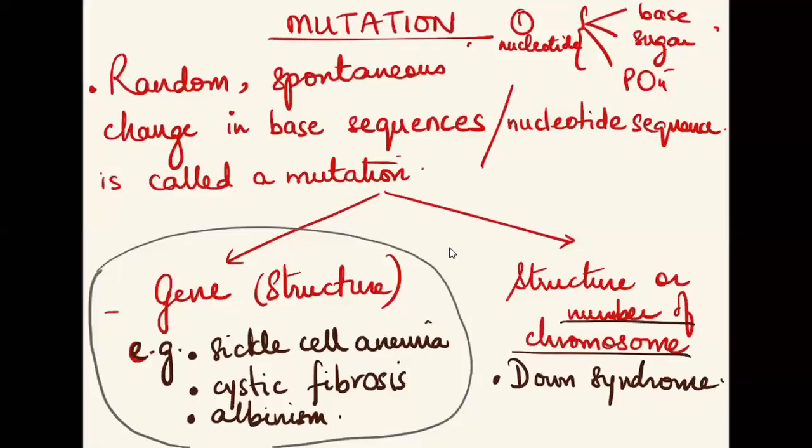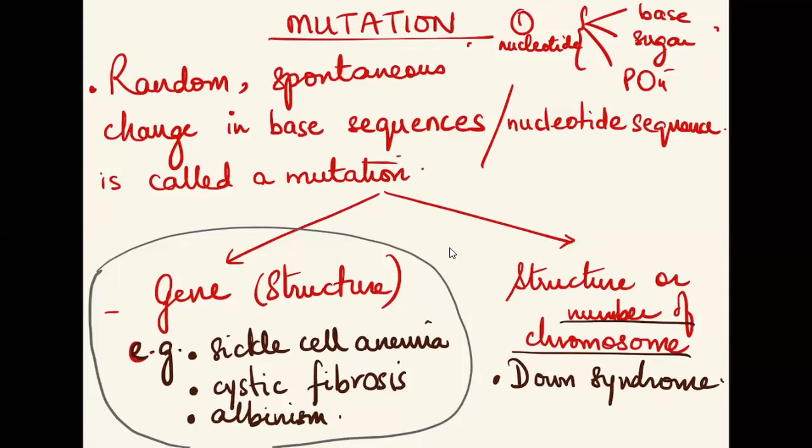So to sum up, I can say that mutation is any random spontaneous change in the base sequence. Since now we know that DNA is nothing but a polynucleotide strand, and every nucleotide has a single base, right? Because every nucleotide is made up of a base, a sugar, and a phosphate group. So if I say nucleotide sequence, it is the same thing as base sequence.